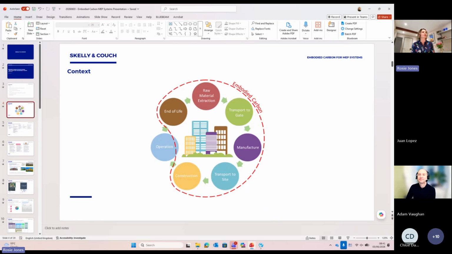So this kind of diagram is very familiar to you all. As services engineers, we've been very invested for a long period of time in the operational side of the carbon. But actually, the conversation we're having today and the wider conversation is about the embodied carbon, the carbon that is going into these buildings before it's even built, during the build process, in its lifetime, and then its end of life. And that's where the emphasis has moved towards.